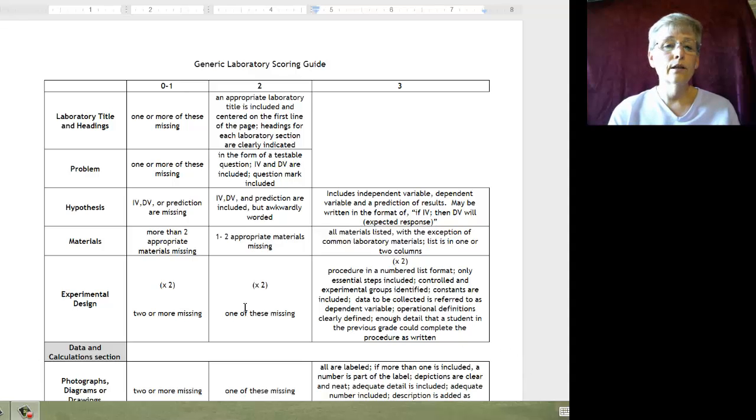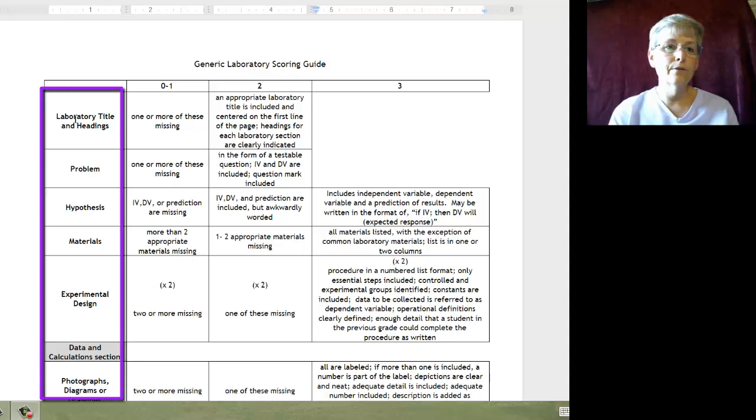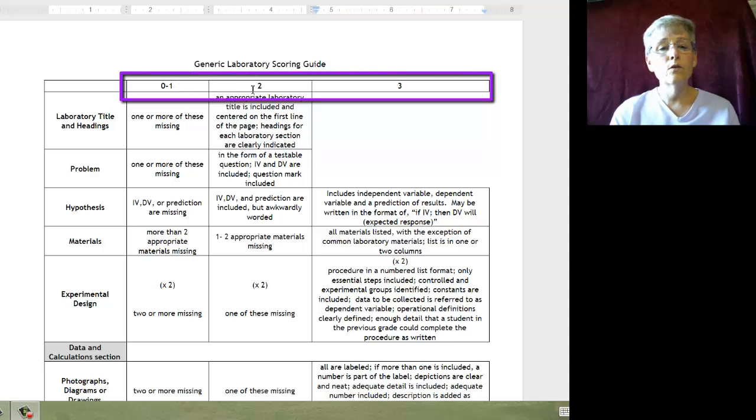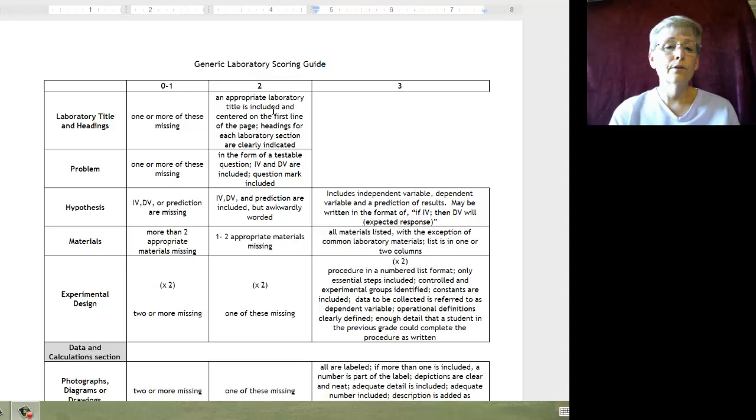First of all, take a look at your scoring guide, and you'll see over on the far left-hand side, you've got a list of things that have to be in your laboratory report. And then over farther right, you can see what the point value is. For the first one and the second one, you can get a maximum of 2 points. For the next two, you can get a maximum of 3. But then experimental design is really, really important. So that's times 2, so you could get a total of 6 points for that.